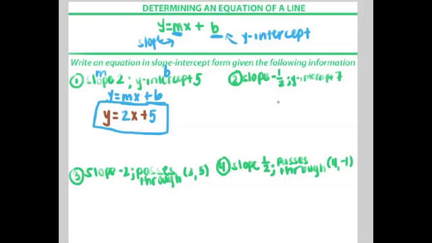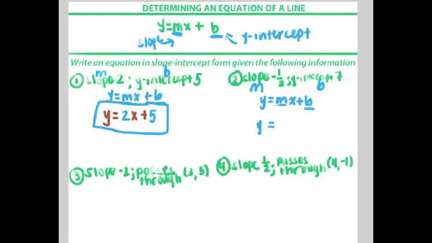I tell you in this one the slope is negative 1/2. The y-intercept is 7. So let's label what we can. Slope, remember, is m. Y-intercept is 7, so that's b. Here's the equation I'm aiming for. I want to fill in something for m, and I need to fill in something for b. So they've given me everything that I need.